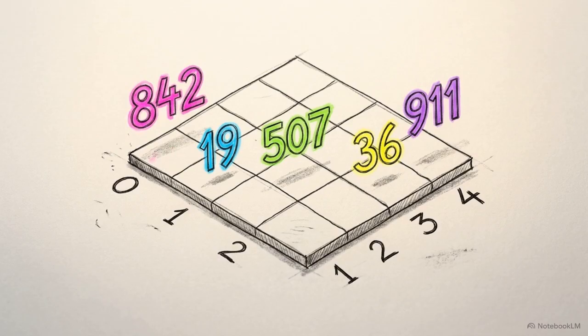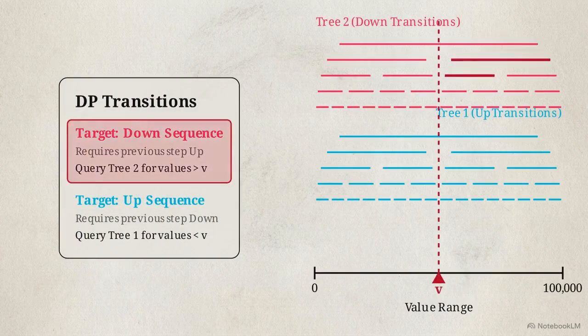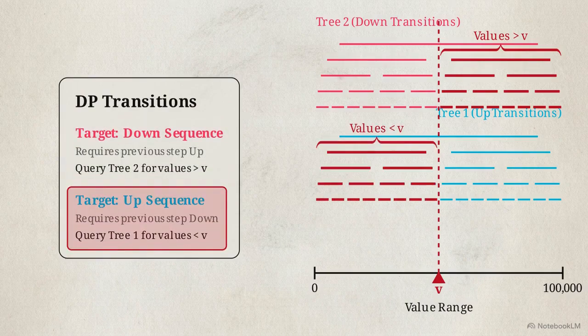We stop indexing the tree by array position and start indexing it by the raw element values themselves. We map 2 empty segment trees across the entire numeric range. The best downward sequence is a range max query in the second tree, searching above the current element. The best upward sequence queries the first tree for values strictly below the current element.